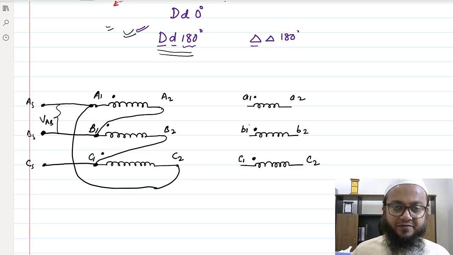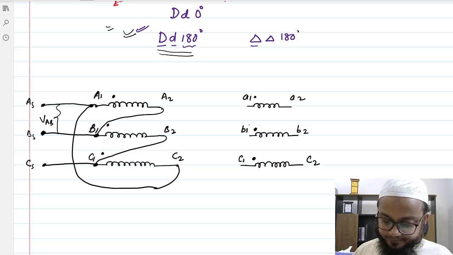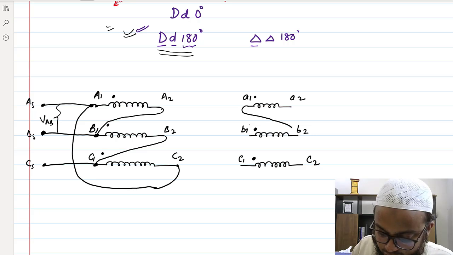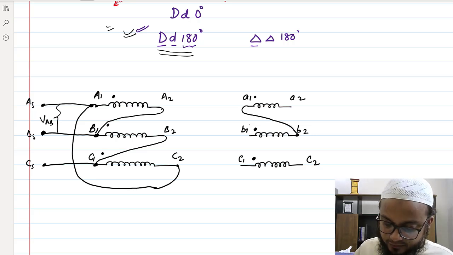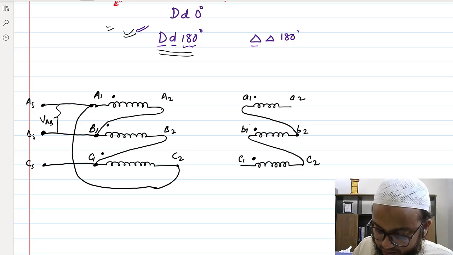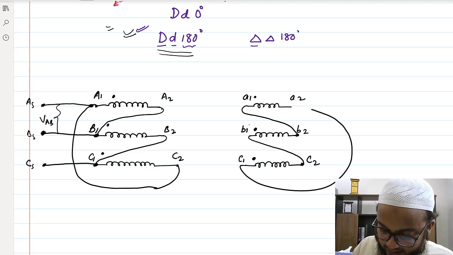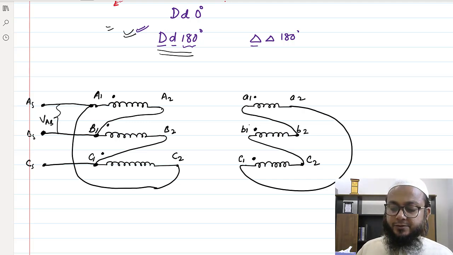So a similar connection we have kept. Now let's try to make it for the 180 degree connection. Okay, so let's see, here I was connecting A2 with B1. This time what I will do is connect A1 with B2 and B1 with C2. Okay, and this C1 and A2 I will connect here.